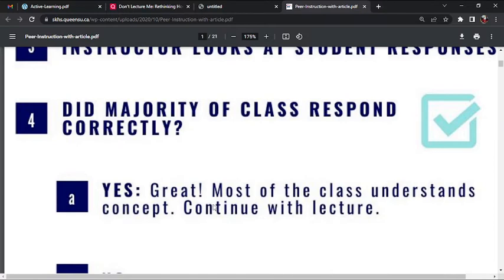Now, if yes, then great. Most of the class understands the concept. Continue with the lecture. If many have understood what they are learning, then continue the lecture. Now, we look at this from the student perspective. If you have learned something and you have understood the concept, then proceed with the lecture.